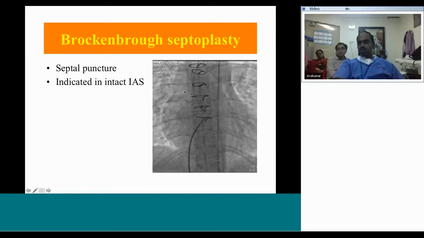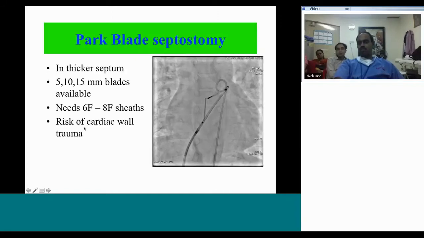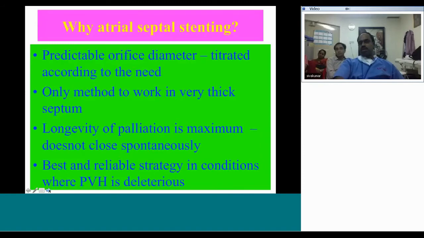Brockenbrough septoplasty is doing a septal puncture followed by septal stenting. Park blade septostomy is a blade septostomy. You open out a blade. Blades are available in various lengths, 5 mm, 10 mm, and 15 mm. These blades are pulled back from the LA to RA, thereby tearing the atrial septum. There is a risk of cardiac wall trauma, so it should be done by experienced persons.